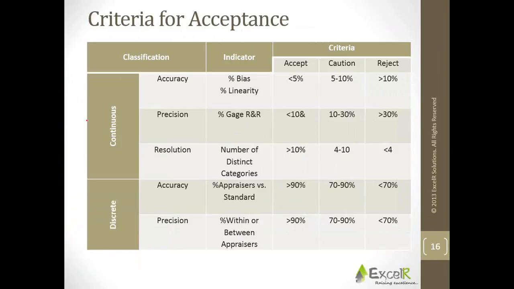All right. How do you classify for a continuous scale? You'll have accuracy, which is nothing but percentage bias or percentage linearity. Then we also measure precision, that is percentage gauge R&R, and then we have resolution. Resolution is number of distinct categories. And this part we have already done: accuracy, precision for discrete data, which is percentage appraisers versus standard, within appraisers or between appraisers, right? These values we are very aware of.